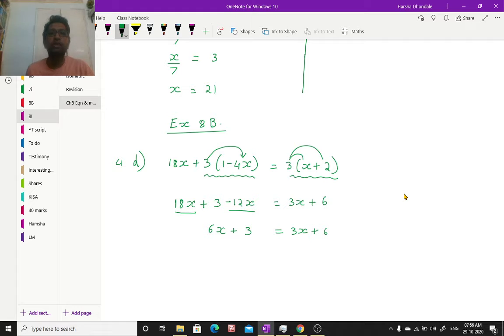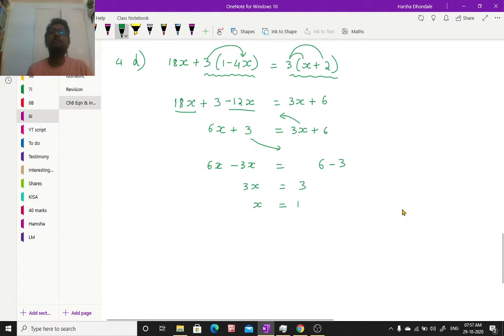Now what I'll do, I will send this 3x to the other side and I'll send this 3 to the other side. Why am I doing that? I'll keep all the unknowns, something related to x, on the left hand side, and the numbers, known quantities, on the right hand side. So now what we get is 6x. This is positive 3x. When this positive 3x goes to the other side, it becomes negative 3x, is equal to 6, I'm writing this 6 as it is. Positive 3 goes to the other side, becomes negative 3. 6x minus 3x is 3x is equal to 3. Therefore x must be 1, because 3 into 1 gives me 3.